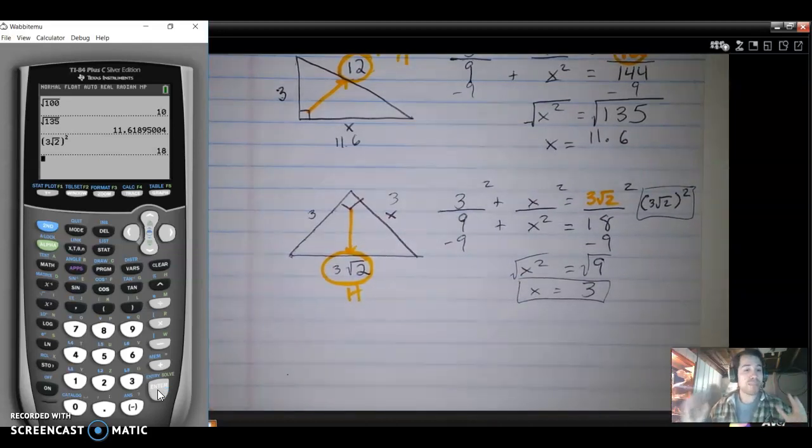So again, the Pythagorean theorem is incredibly important when it comes to evaluating these problems. Make sure you know how to do this before you start looking at the trig ratio problems.